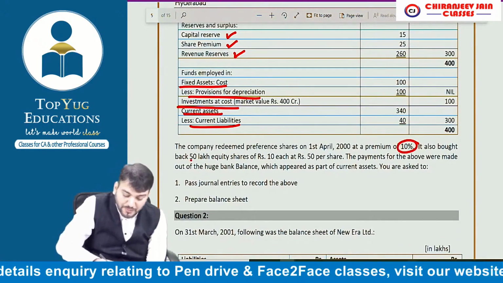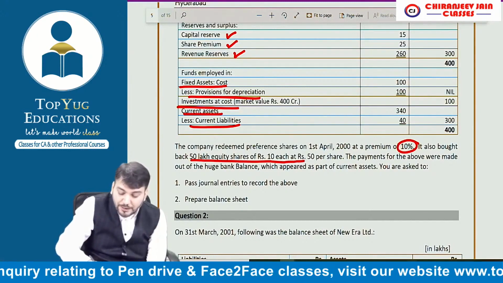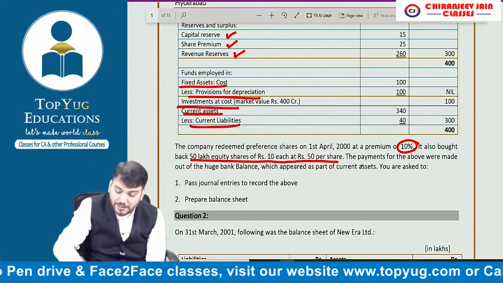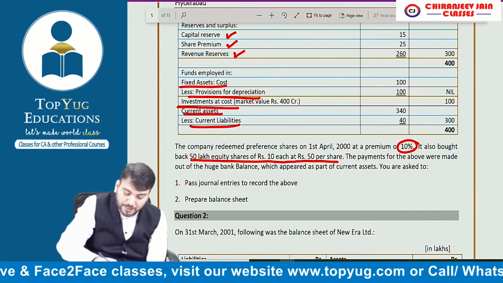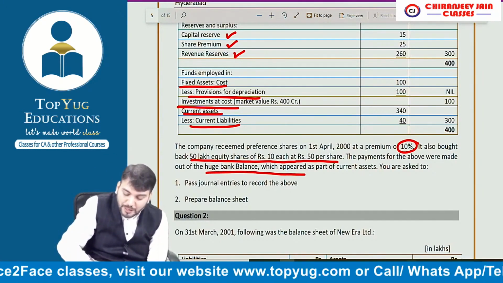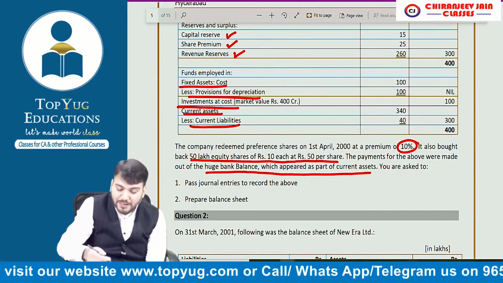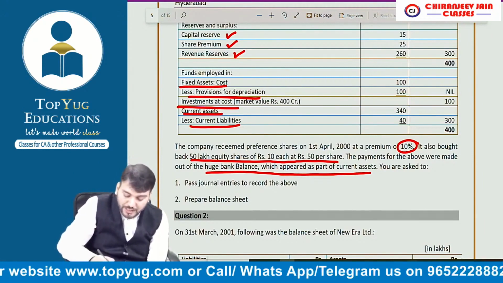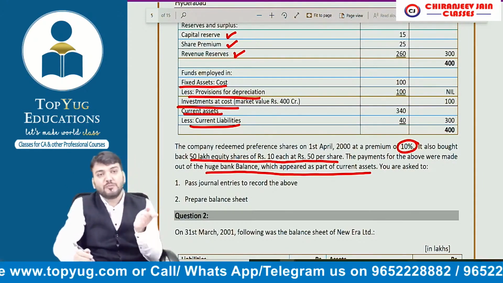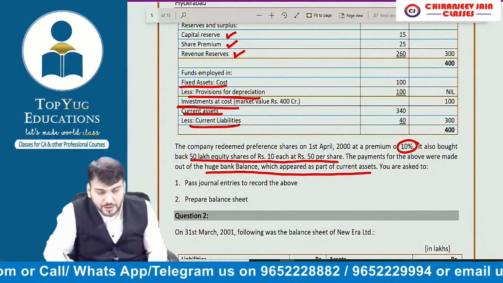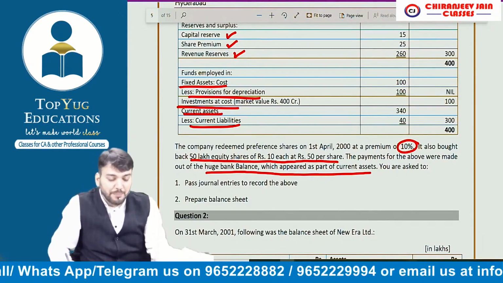It also bought back 50 lakh equity shares of rupees 10 each at rupees 50 per share. At rupees 50 per share, this is the buyback price. The payment for the above was made out of bank balance which appeared as a part of current assets. Don't worry about payment, there is a lot of bank balance in our current assets. You are asked to pass journal entries and prepare a balance sheet. Means in this question I have given both redemption of preference shares as well as buyback of equity shares.